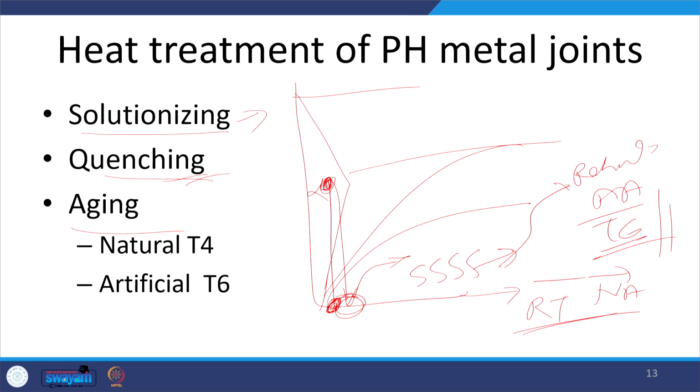So, now I will summarize this presentation. In this presentation, I have talked about the various principles associated with post-weld heat treatments for restoring the structure and properties, so that the joint properties or the performance of the joint can be enhanced.